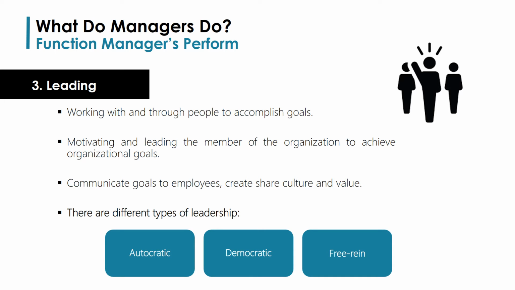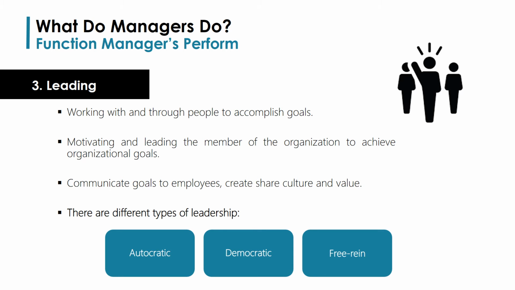The third function is leading, which is about working with and through people. As we agreed, a manager is someone who stays around people and gets them aligned to deliver a specific job, and this leads to the final goal accomplishment of the organization. It's expected that this happens by motivating and leading group members to achieve organizational objectives, and moreover by communicating to employees so that a common shared culture is created where values are shared, and eventually the motivation and leading of these employees happens so that the organizational goals will be attained.